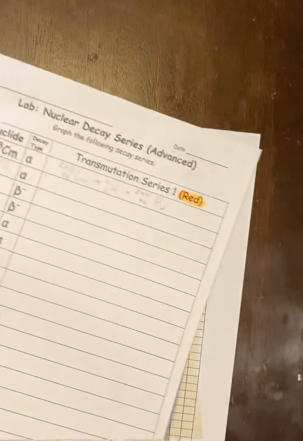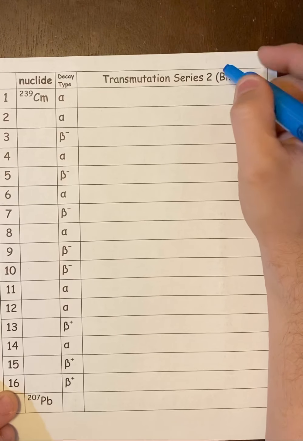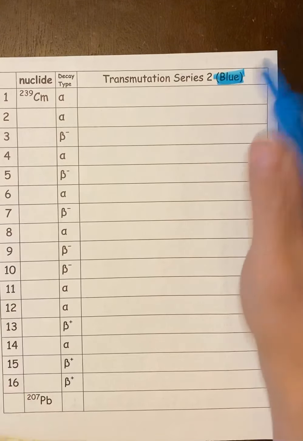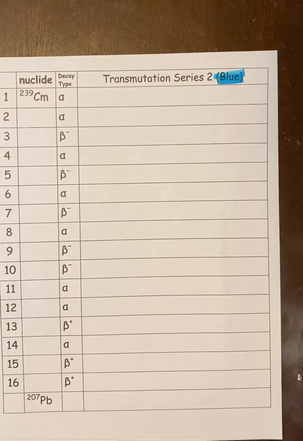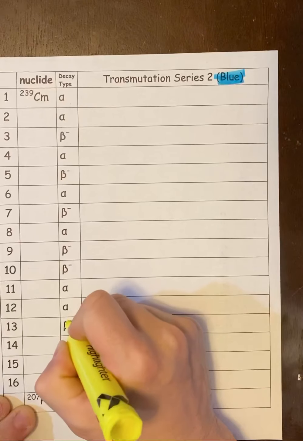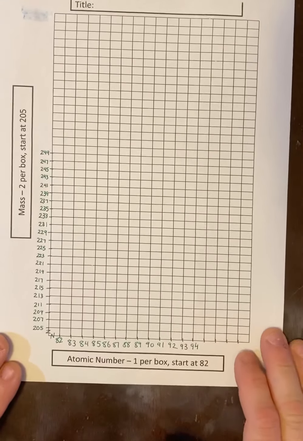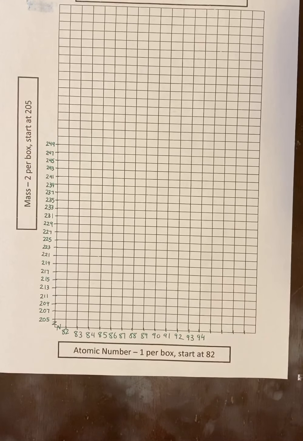And then finally, you're going to do the third series. Well, I don't care which series you do, first, second, or last. It doesn't really matter. This is the second series. It's going to be colored blue. And again, be careful. There's some positrons.